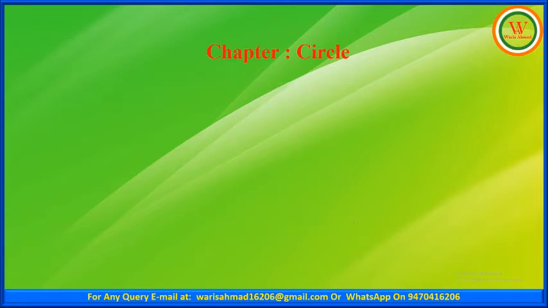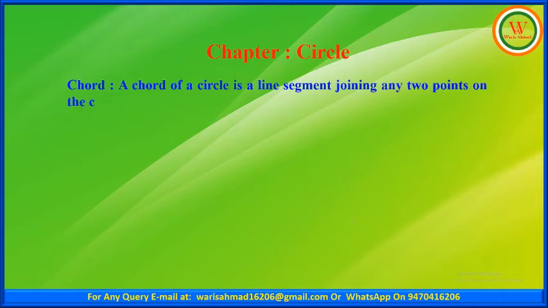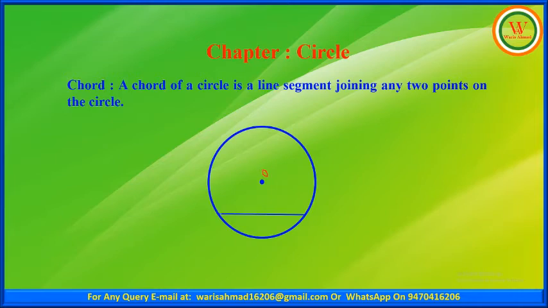Now the next topic is chord. A chord of a circle is a line segment joining any two points on the circle. So let us consider this circle with center O, and let us consider a line segment which is joining two points on the circle. Suppose the very first point on the circle is A while the another point on the same circle is B. This line segment AB is joining points A and B in the circle. So this line is termed as chord.